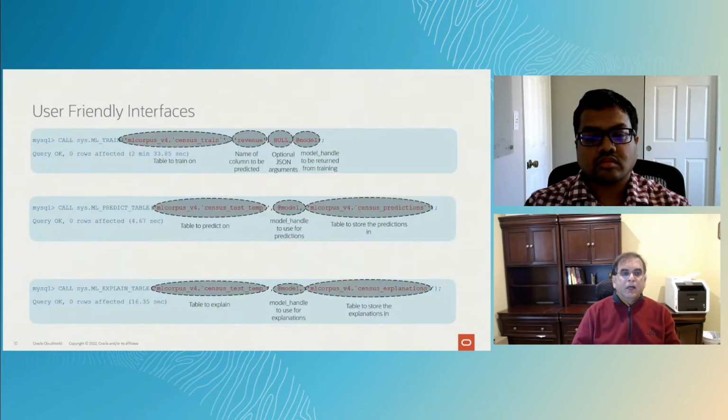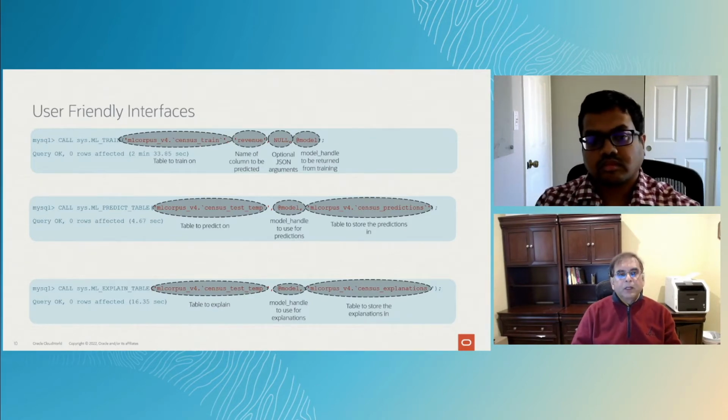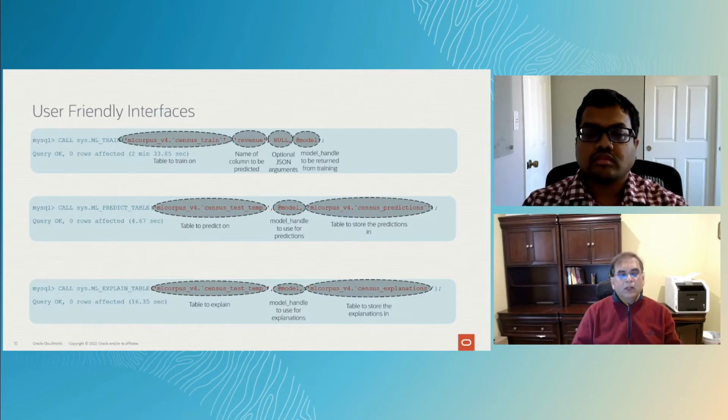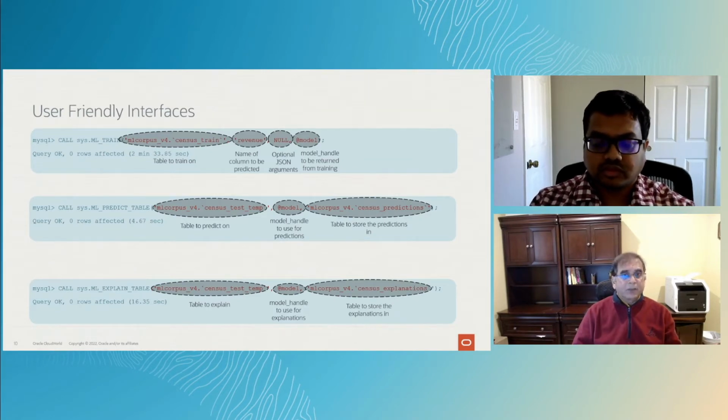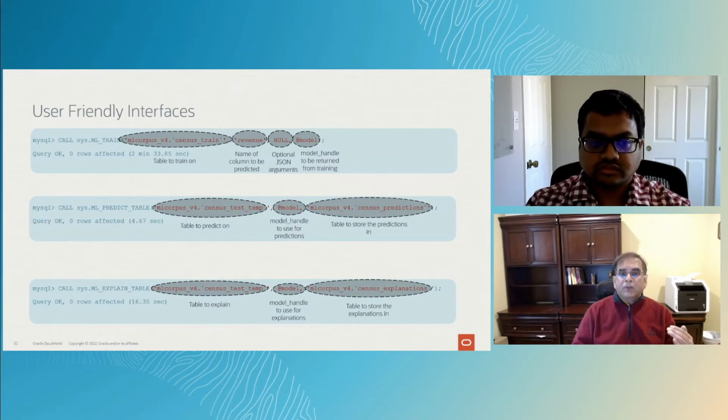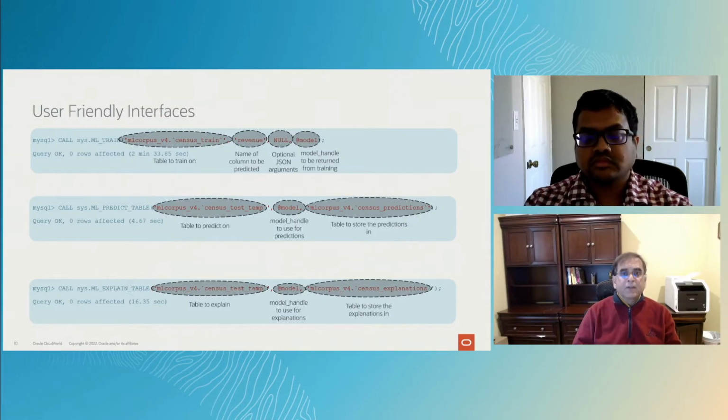Now let me look at some of the interfaces that we have provided. Essentially, we have 3 separate calls, one for training, one for prediction, and one for explanation that I will go through. The sysml train call essentially takes the table of data on which training has to be done, and the name of the column that has to be predicted. It takes an optional JSON argument to decide whether it's a classification, regression, or forecasting task. By default, it's a classification task. And then it returns a model handle.